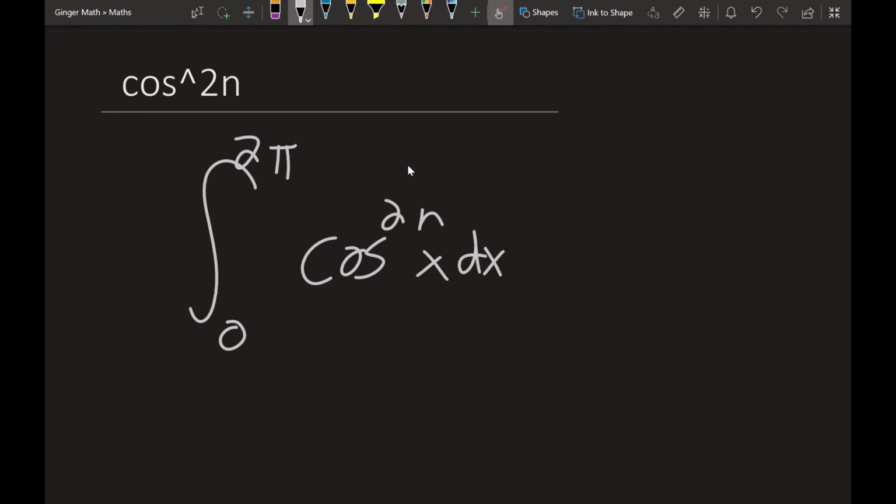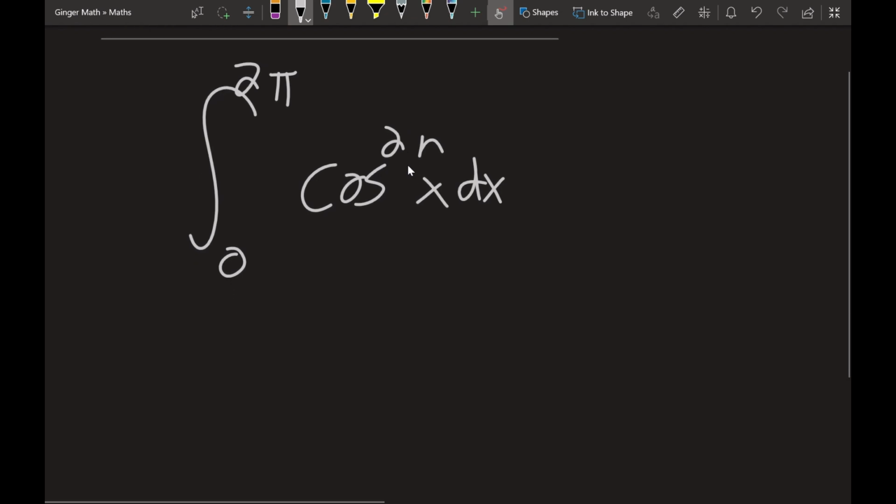The reason it's 2n and not just normal n is because for any odd integer in the exponent, like cosine to the third, the integral by symmetry will just be 0. So to make things slightly more interesting and to actually get a result that's not trivial or 0, we're going to be using 2n, where n is just an integer.